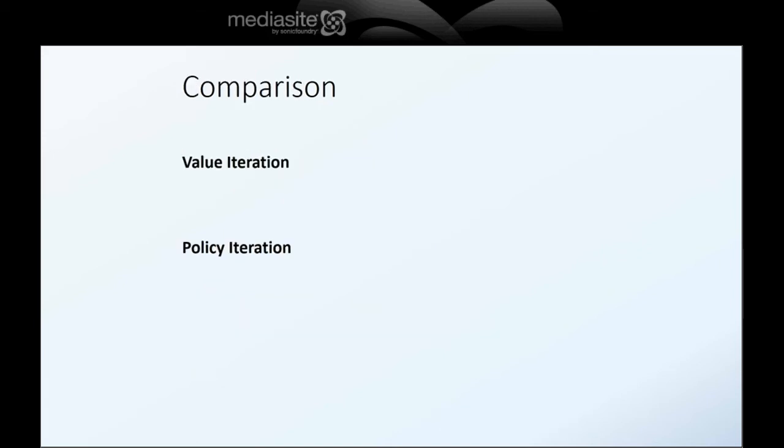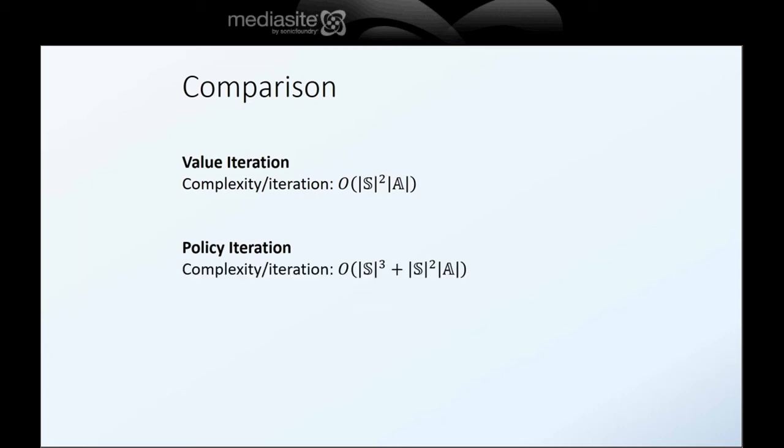Let's compare value iteration and policy iteration. The complexity of value iteration when doing policy improvement is order S squared A per iteration. Here we saw that the complexity per iteration for policy iteration is order S cubed plus S squared A. So obviously, per iteration, value iteration is better than policy iteration. So why at all do we use policy iteration?